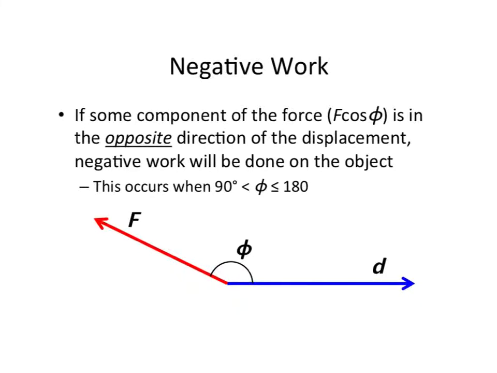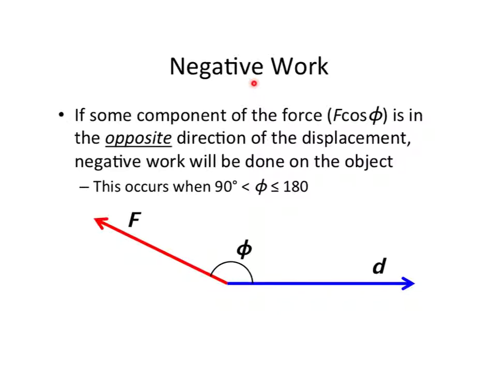We've been talking about work this chapter, and work being force times distance times the cosine of the angle phi. And if you recall, the angle phi is the angle that exists between the direction of motion and the force that's applied. But what if you have an angle of phi greater than 90 degrees? What does this do? What this does is this produces negative work.